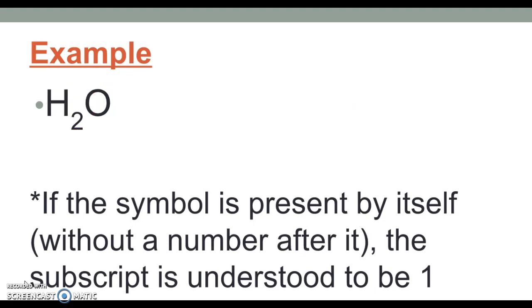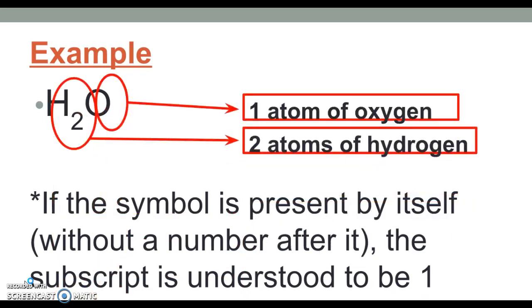H2O, which is water, the 2 belongs to the chemical symbol in front of it, which is hydrogen. So there's 2 atoms of hydrogen. And then O, there's nothing after it, so it's understood to be 1. So that's 1 atom of oxygen.